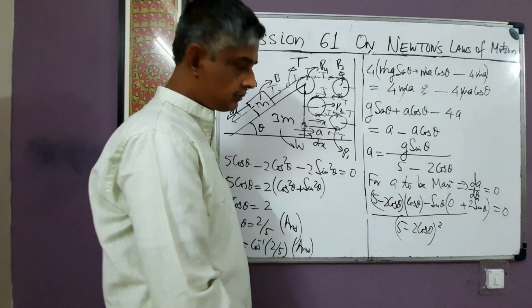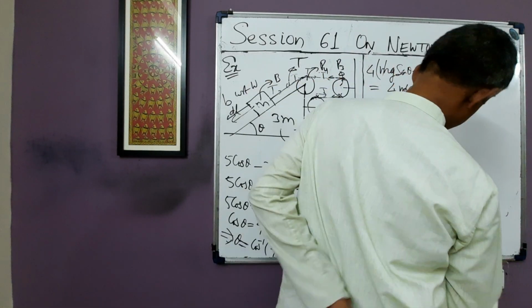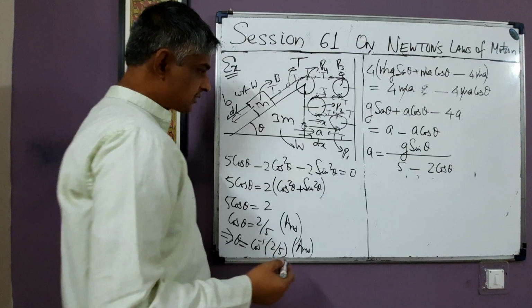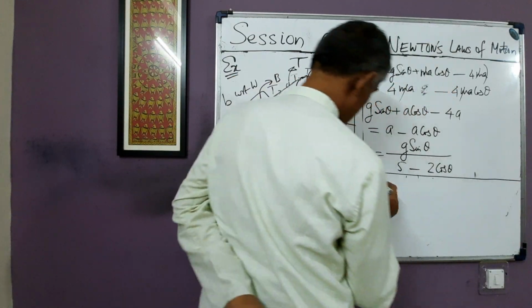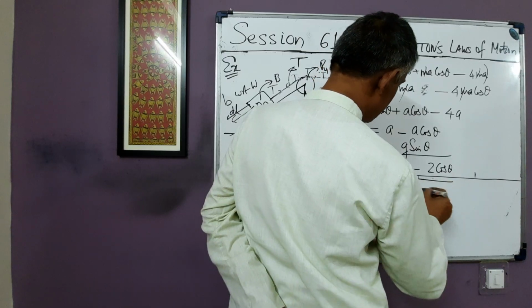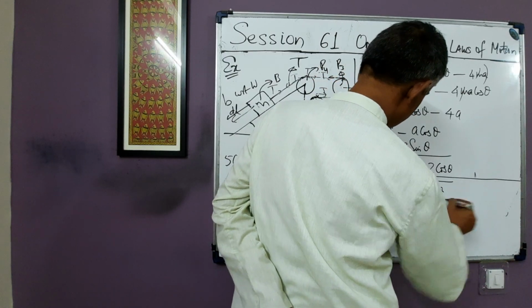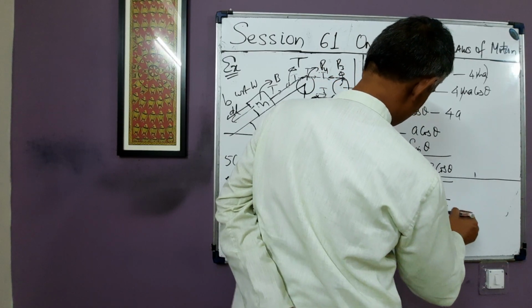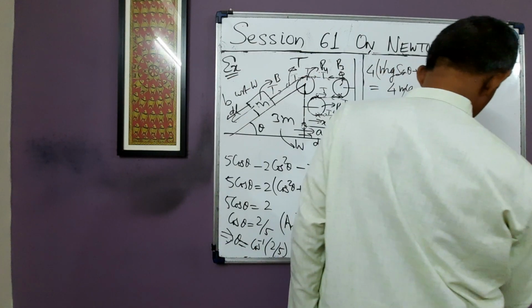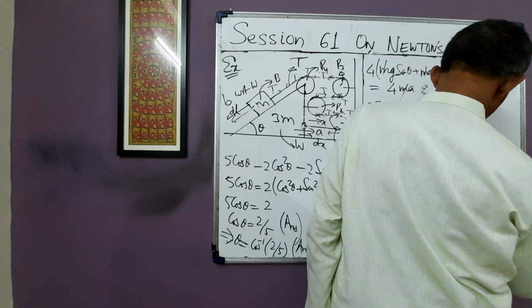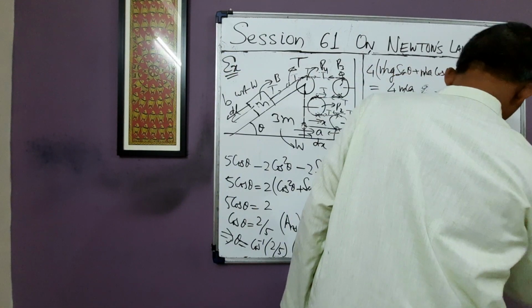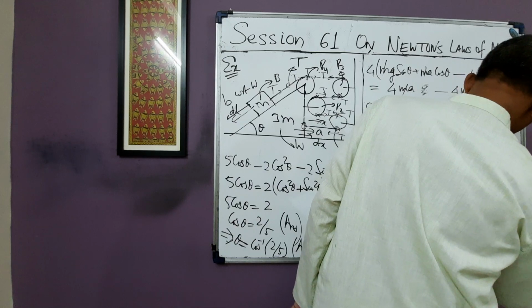Fine. So a max will be this. So a max becomes this much: g times sin theta becomes 1 minus cos square theta, upon 5 minus 2 cos theta. Okay. Now cos theta is 2 by 5. I substitute it here. 1 minus 4 by 25 upon 5 minus 2 into 2 by 5.